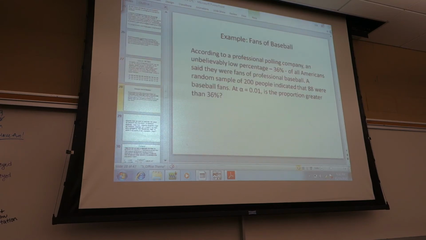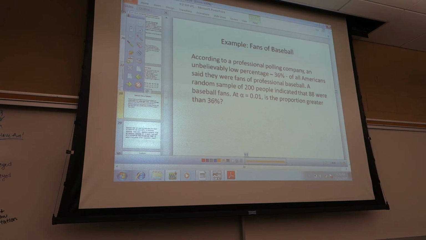All right, next. According to a professional polling company, an unbelievably low percentage, 36% of all Americans said they were fans of professional baseball. A random sample of 200 people indicated that 88 were baseball fans. At alpha equals 0.01, is the proportion greater than 36%? Great, 15 seconds, figure it out.